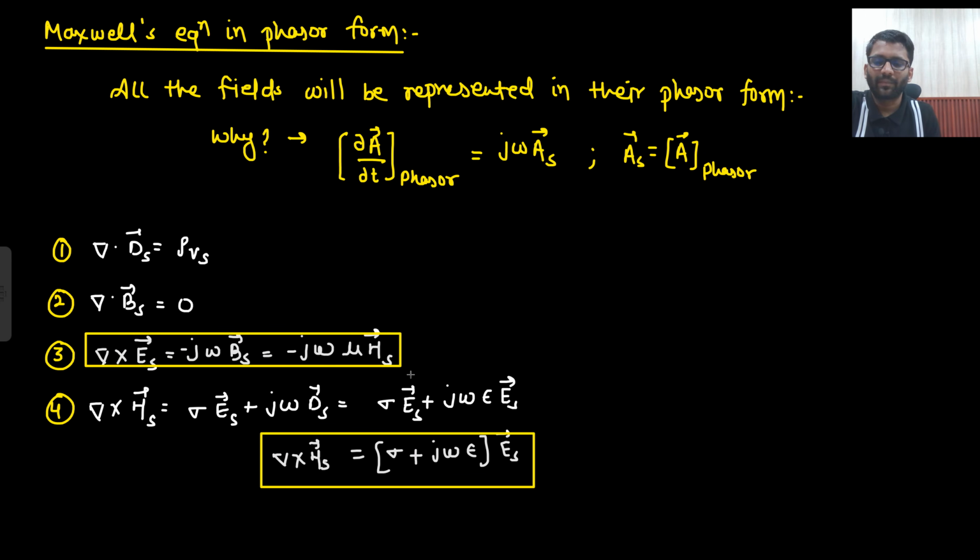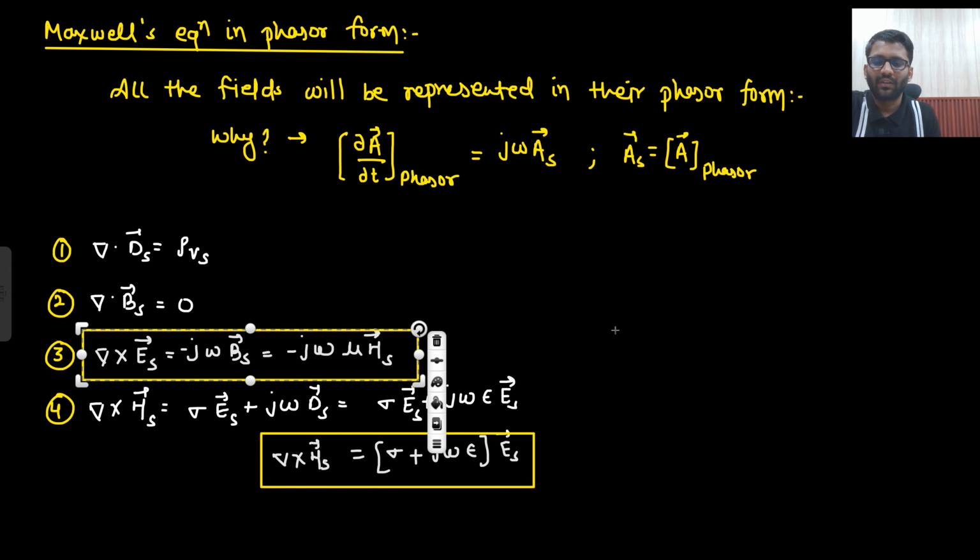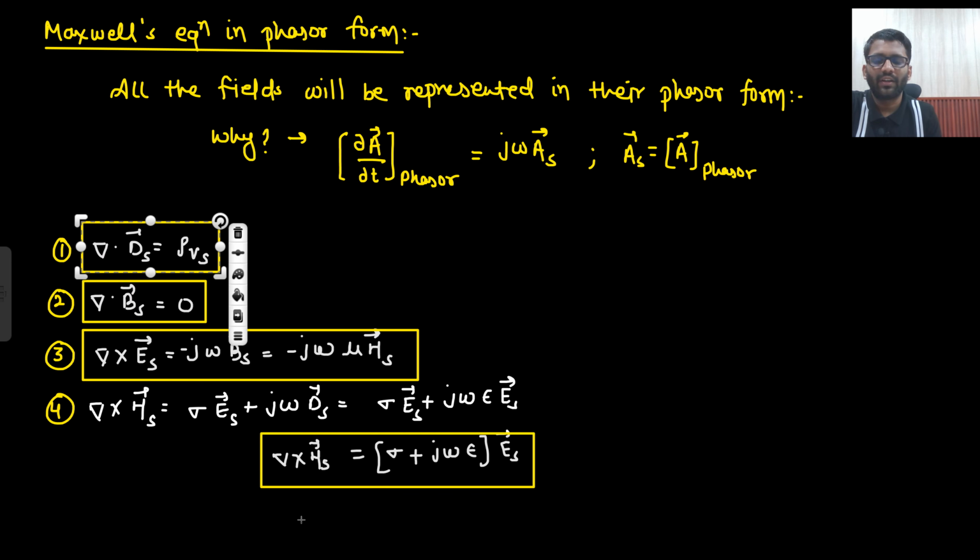One equation, two equation. I hope till now you must have remembered all these equations. Del dot D is equal to rho v, del dot B is equal to 0, del cross E is equal to minus j omega B, or minus j omega mu H, and del cross H is equal to sigma plus j omega epsilon E.